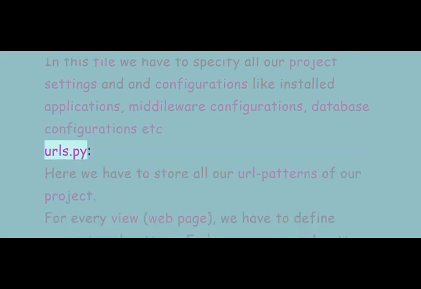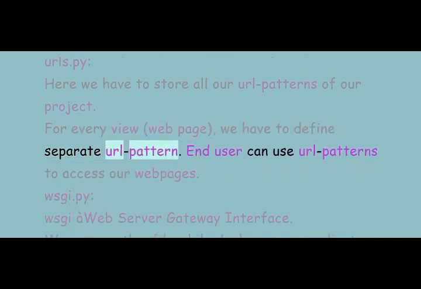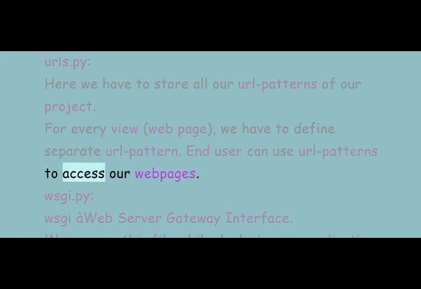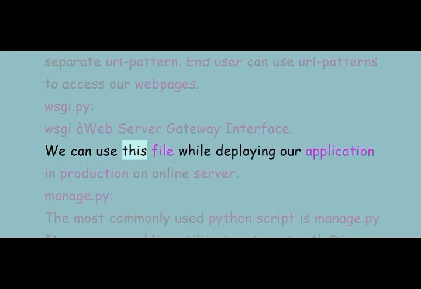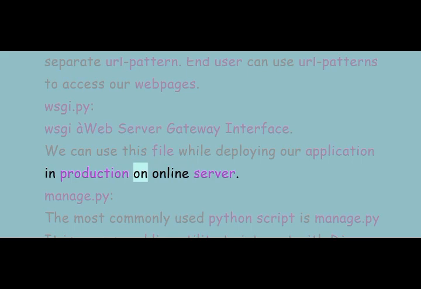urls.py: here we have to store all the URL patterns of our project. For every view, web page, we have to define a separate URL pattern. End users can use URL patterns to access our web pages. wsgi.py: WSGI, Web Server Gateway Interface. We can use this file while deploying our application in production on an online server.